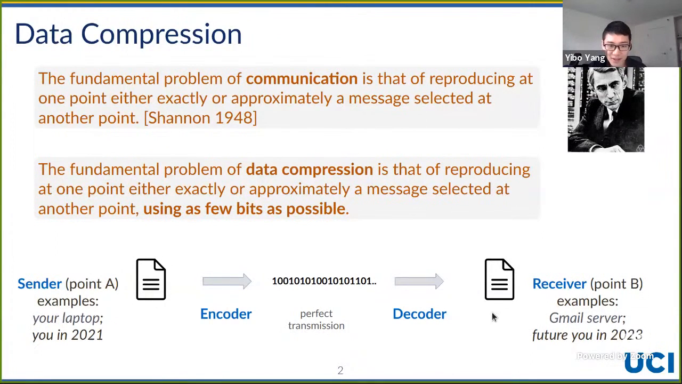So the receiver receives the original message. And point A and point B don't have to be spatially separated, as in the case between your laptop and a Gmail server you're trying to send a message to. They could also be temporally separated, right? You could be compressing a file on your computer right now in 2021, and you want to look at the file in the future. So you're essentially transmitting this file to the future you, say, 2 years later in 2023.